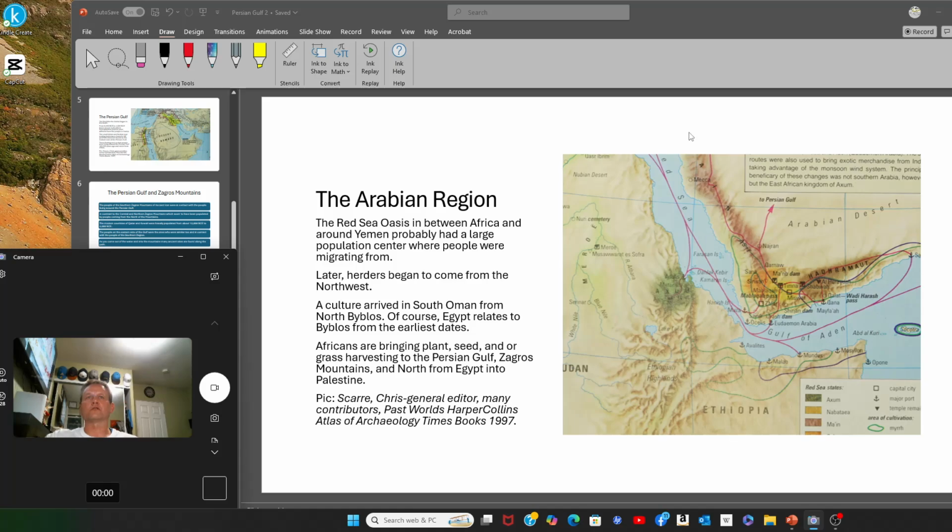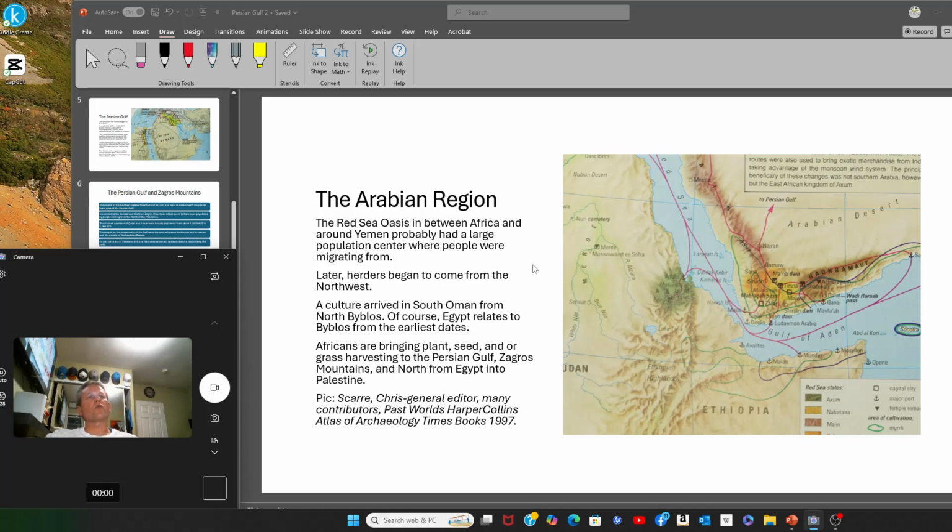Different kinds of animals. Cattle are already in Africa by 8,000 BC. I don't think goats and sheep are there yet. They come like 1,000 years later. They're moving from the north out of the Levant, the sheep and the goats, and they're coming south into Egypt and down the side of Western Arabia.